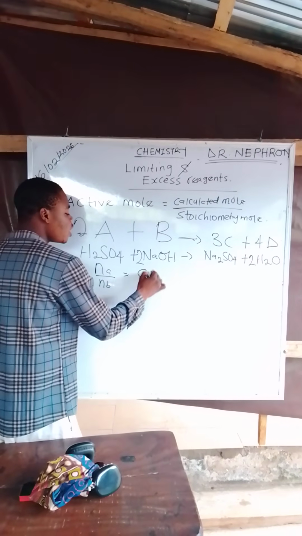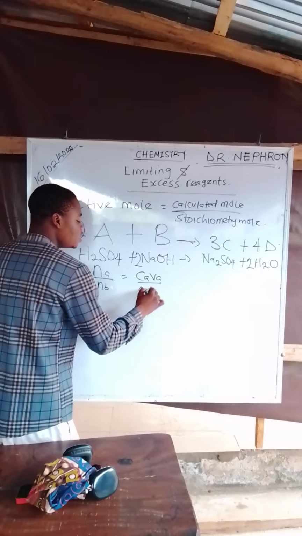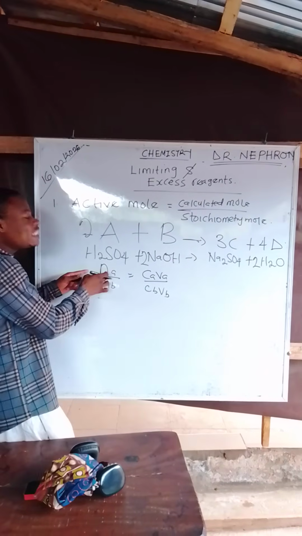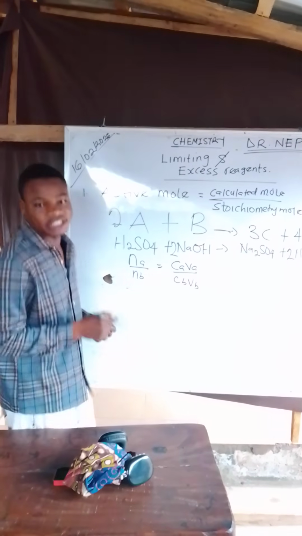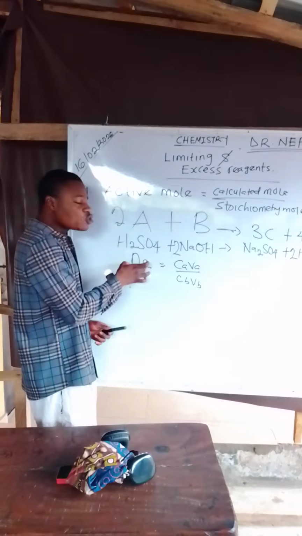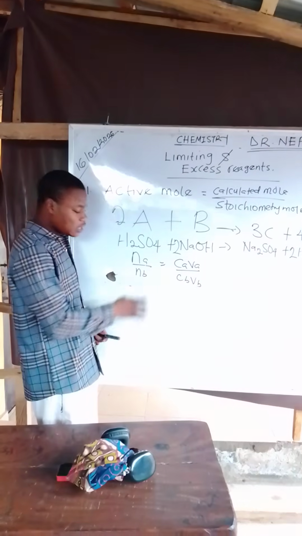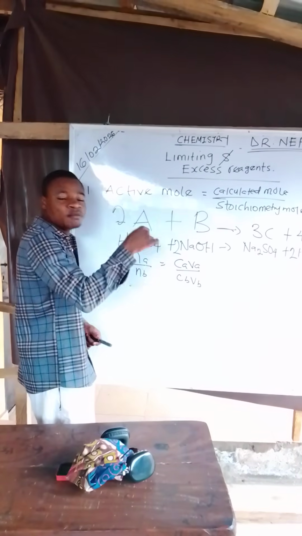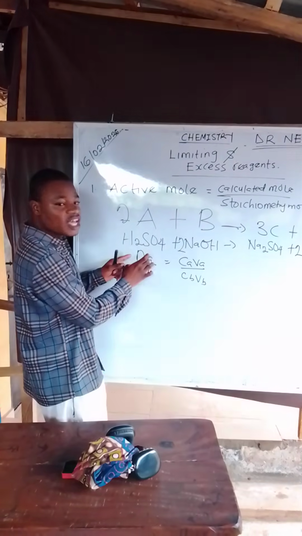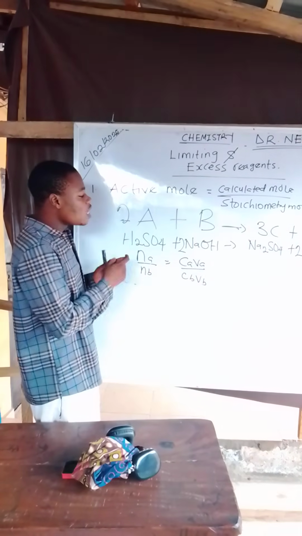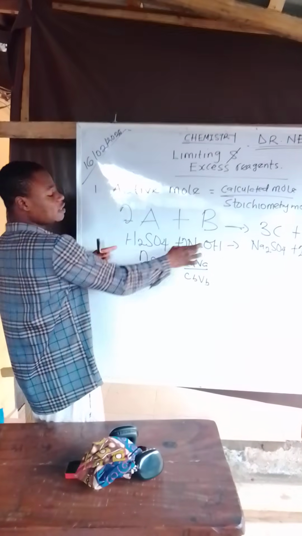Because there was CAVA over CBVB. Now you see the meaning of Na: the stoichiometric mole of the acid. While Nb means the stoichiometric mole of the base, not the active mole or calculated mole. Stoichiometric mole of A and stoichiometric mole of B. Now from here, this is my acid, this is my base.